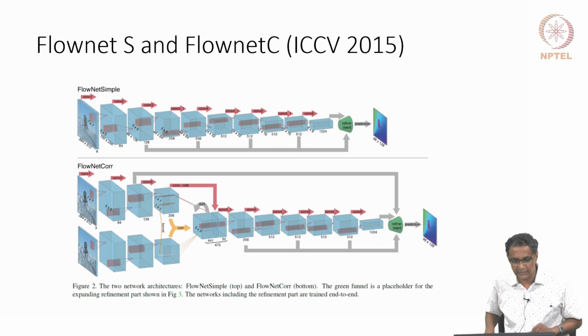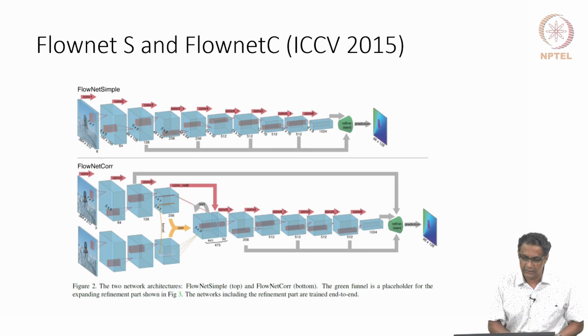S typically stands for simple, and C is for complex, but C is also a correlation kind of FlowNet, and you can also think of C as core or FlowNetCore, sometimes it is written. The way this works is that it is completely supervised, and you might ask, how does one do optical flow in a supervised way?